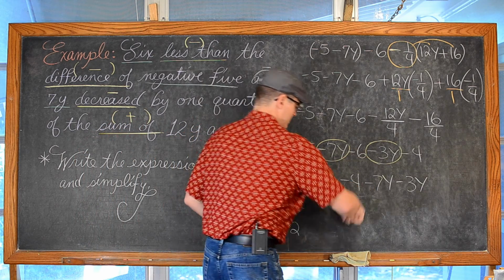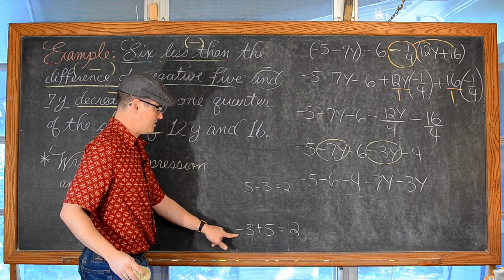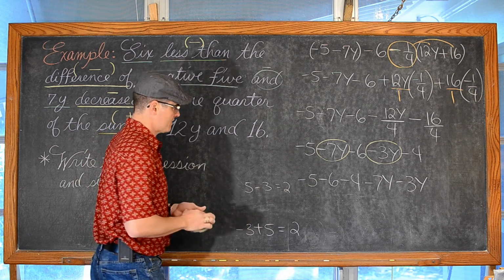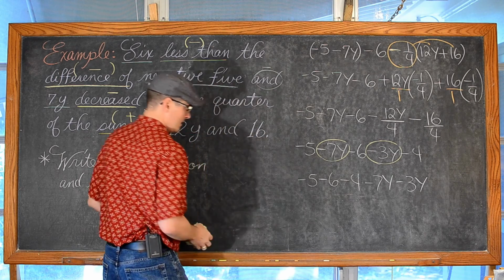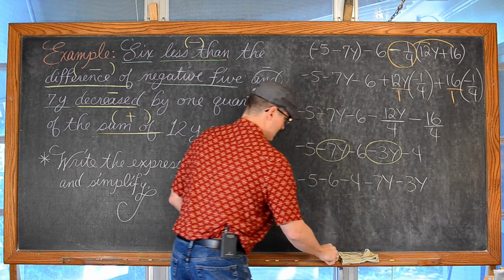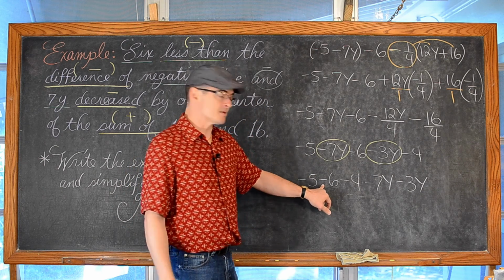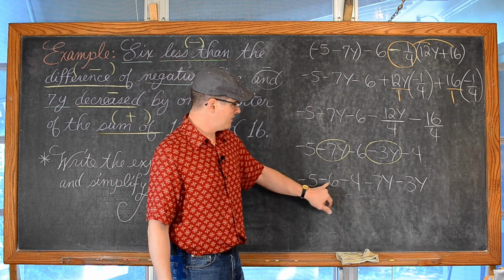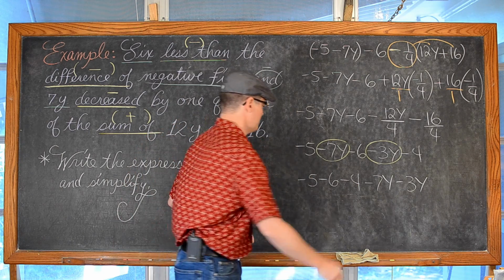So you can't see it here with all the negatives, but you can move terms around as long as you take the signs with each of those individual terms. That's not the commutative property. That's just reordering your terms. So -5 plus a -6, or -6, is -11, and -11 minus 4, or -11 plus -4, is -15.